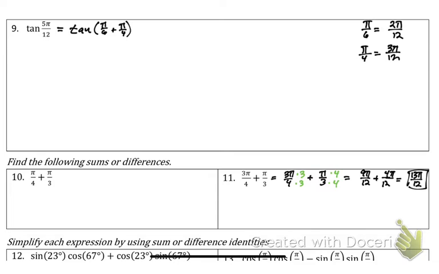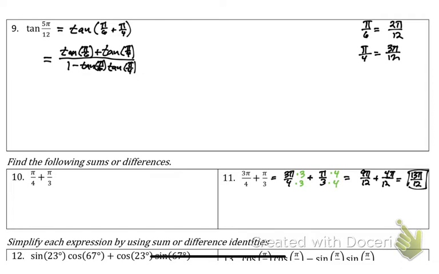Let's look at what this is going to do and see what this turns into. If you look at your identity sheet, if you're adding an angle for tangent, it turns into tangent plus tangent all over 1 minus tangent tangent. So we're going to have tangent of pi over 6 plus tangent of pi over 4, all over 1 minus tangent pi over 6 times tangent pi over 4. Guys, don't get it wrong plugging it in. I see it so many times. You just quickly look at your sheet and plug it in incorrectly. Double check to make sure you plugged it in correctly.